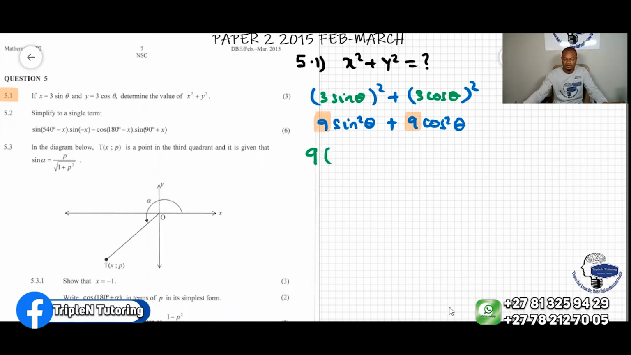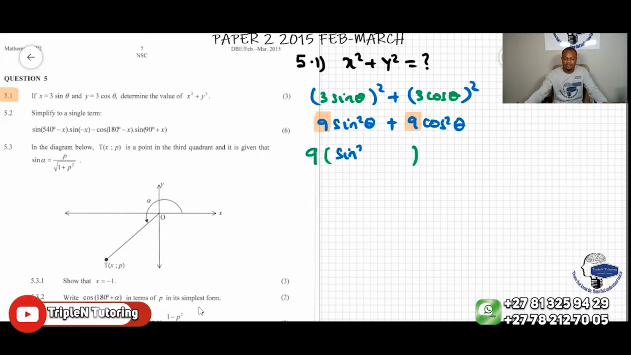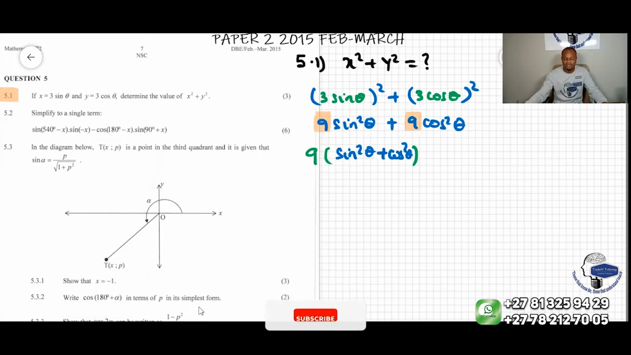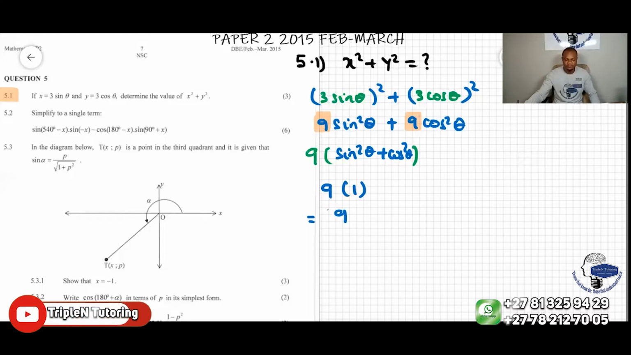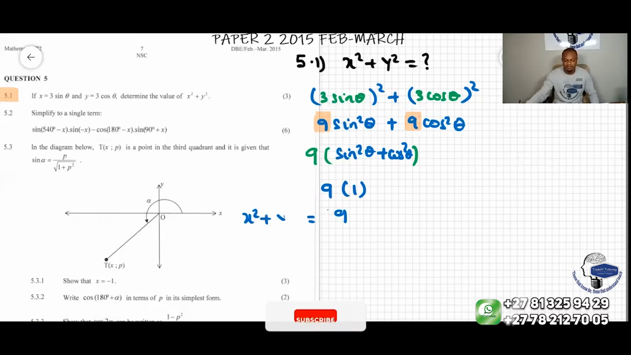And there we have sine squared theta plus cos squared theta. And there's a property that says that sine squared of the angle plus cos squared of the same angle equals 1. So this will be just 9 times 1, and then this is equal to 9. So the answer is 9. You can say x squared plus y squared here will be 9.